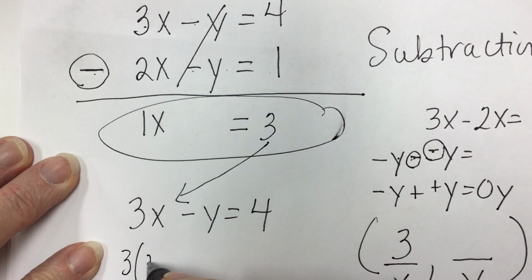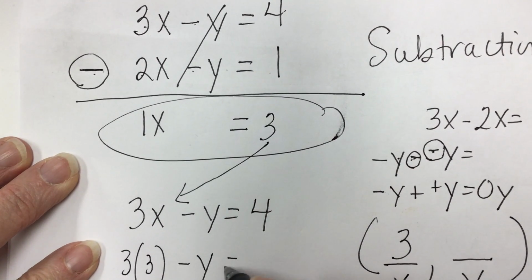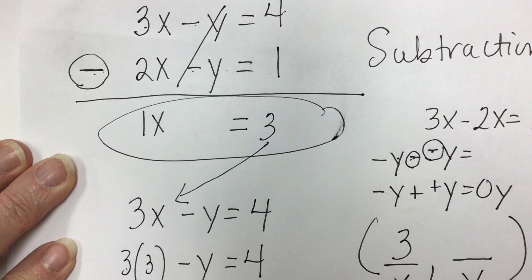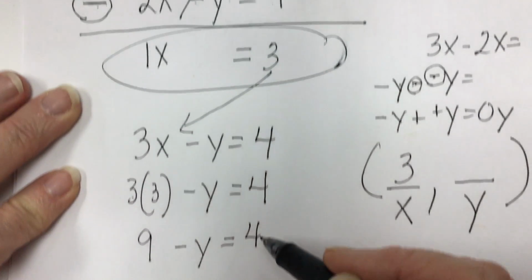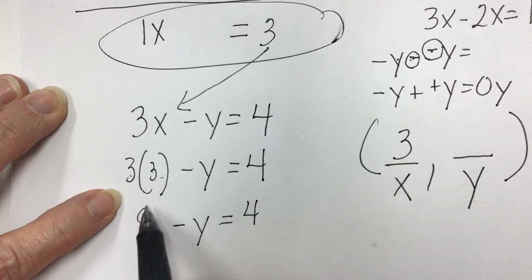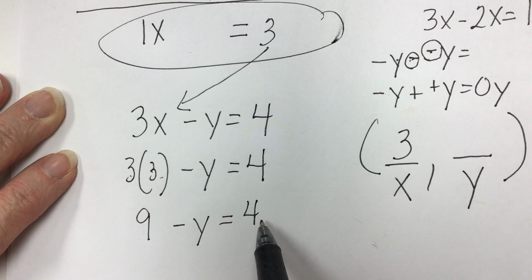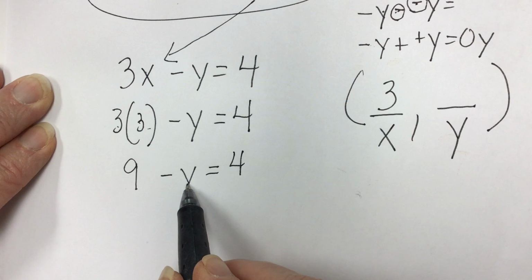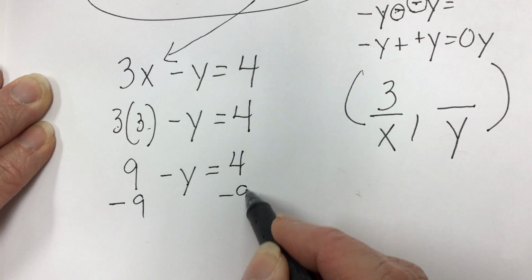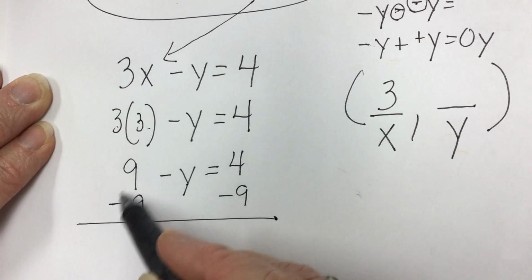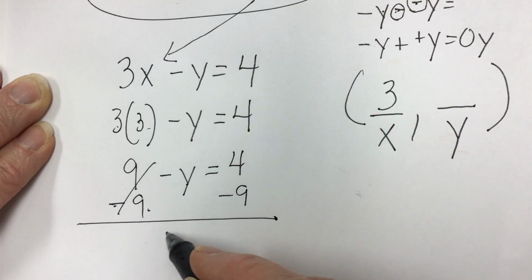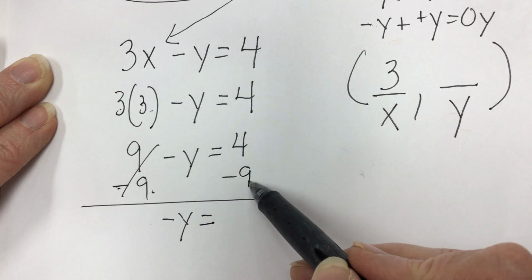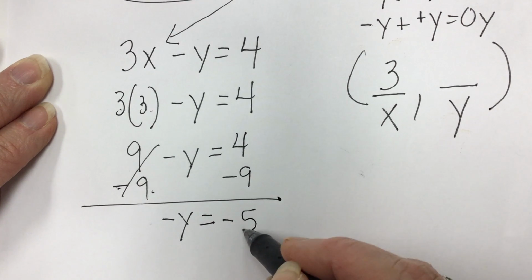So I have 3 times 3 minus y equals 4. That gives me 3 times 3 is 9, minus y equals 4. You're solving for y, so get the y on one side by itself. So I need to subtract 9 from both sides. 9 minus 9, those cancel. I end up with negative y equals 2. Punch it in your calculator. 4 minus 9 gives you negative 5.